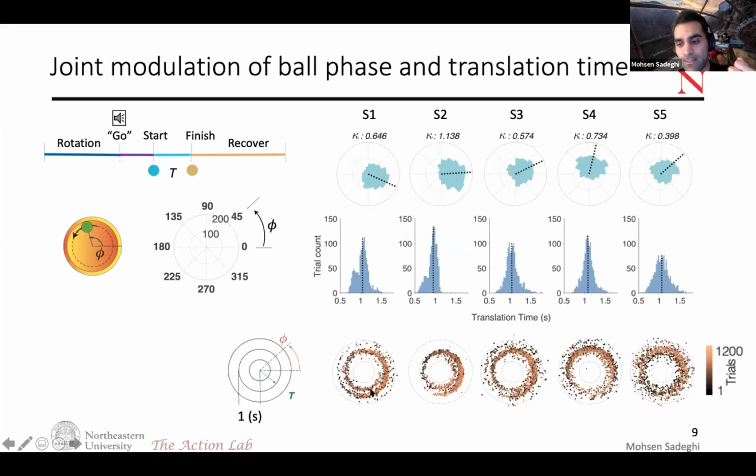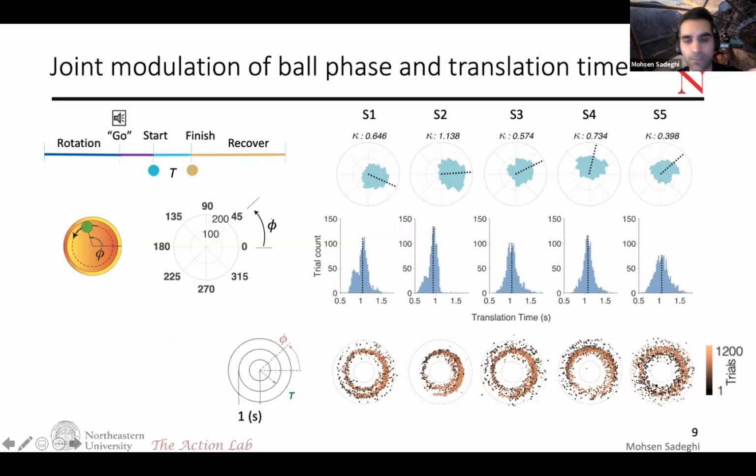So what this indicates is that subjects are sort of integrating the discrete movement into the rhythmic movement of the ball rotation when they transition back from the discrete to the rhythmic movement. So this indicates that not only do they modulate the ball phase when they transition from rhythmic rotation to the discrete, but also when they transition from discrete back to the rhythmic. So the question now is, what is the advantage of a spiral sort of pattern like this?